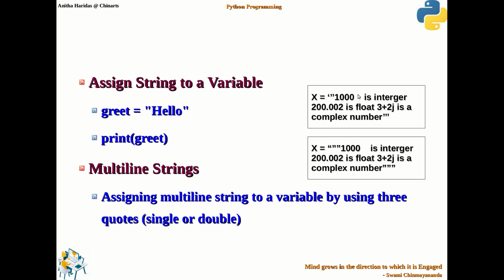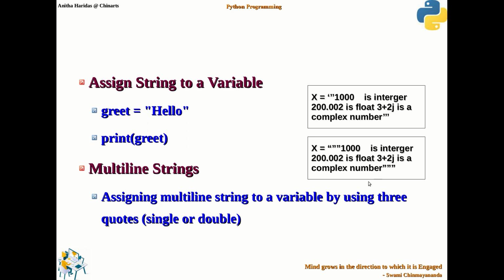So if I want to have 1000 is integer, then you press the enter key, then 200.002 is float, then 3 plus 2j is a complex number. Like that, if you want to give a new line character here, instead of giving backslash n etc., you can assign multi-line strings this way. The only thing is it must start with 3 single quotes or it must start with 3 double quotes, and close the multi-line string with 3 single quotes or with 3 double quotes.